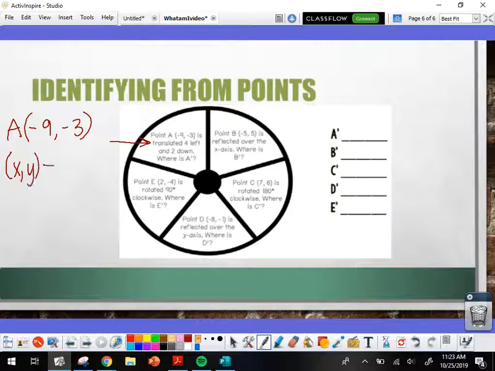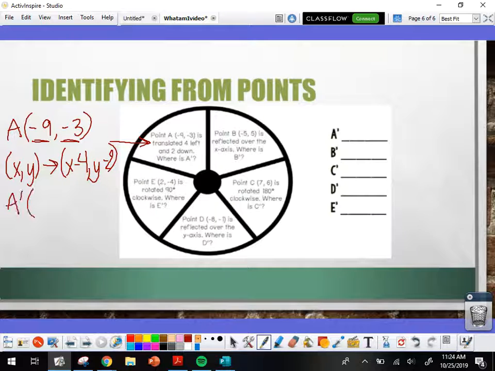Well, the rule always starts (x, y) arrow, and then it says what happens to the X and to the Y. The X moves to the left 4. Since it's left and right, I know that goes with the X. Left is going to be negative, and it goes 2 down. Down and up always go with the Y. Since it's going down, I know that it's negative. So I'm going to look at the original points and apply these rules.